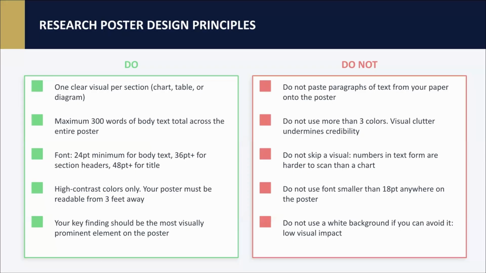And then try not to use more than 3 colors, because visual clutter will undermine credibility. And then do not skip a visual. Numbers and text are harder to scan than a chart. And do not use a font that's smaller than 18 pt anywhere on the poster, because remember, the text has to be large and point form, so it's easy to read from afar. And try to avoid using plain white backgrounds, because there's not a lot of visual impact compared to a colored background.